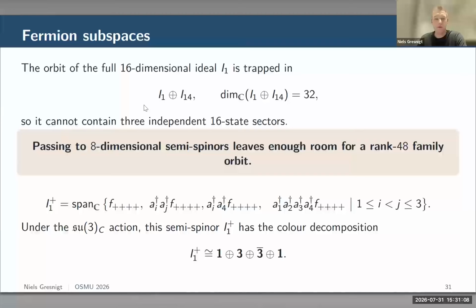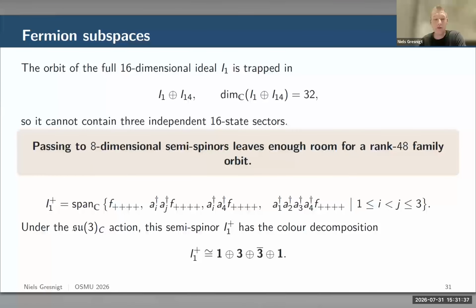So one option would be just to take one of the, say, the first minimal ideal with a 16-dimensional, and then identify that with the first generation. However, that's not going to work because on the S3, we then only get a 32-dimensional subspace. So that means it'd be impossible to get three linearly independent fermion sectors.